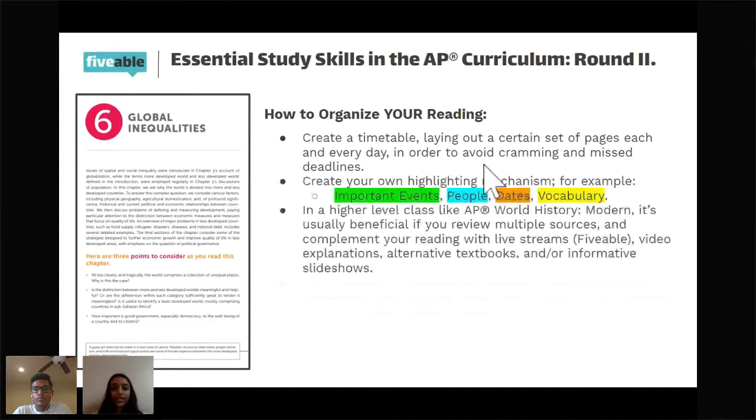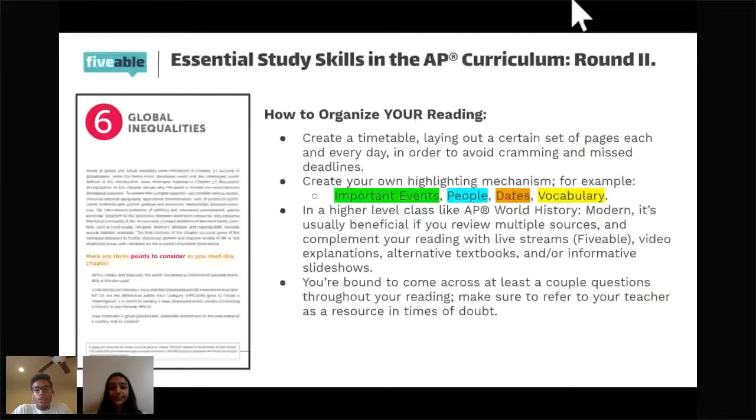And Ruin also has a written thing for this. We discussed this in our last stream, as I was talking about before last Sunday, some of the tools that I used last year to discuss content in AP World History, especially from textbooks. I created a timetable laying out a certain number of pages every day in order to avoid cramming and to get all that information in a very comprehensive manner.